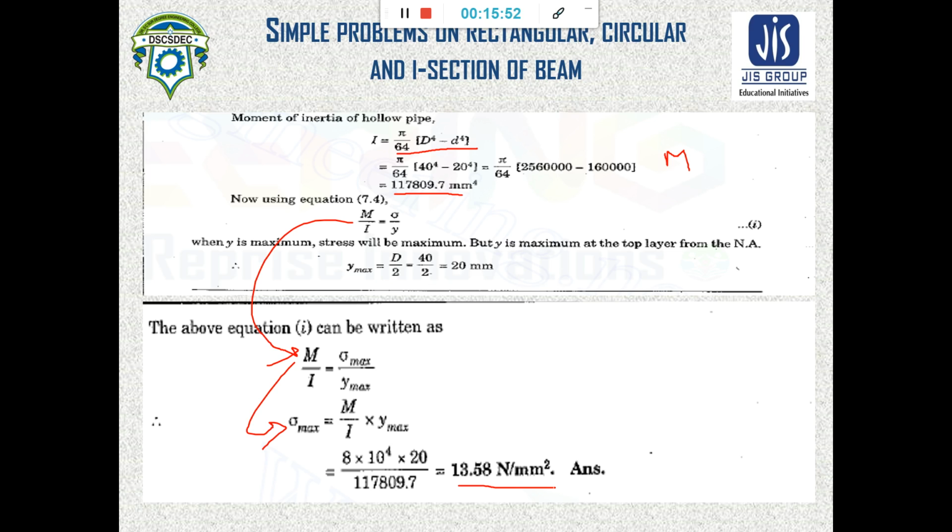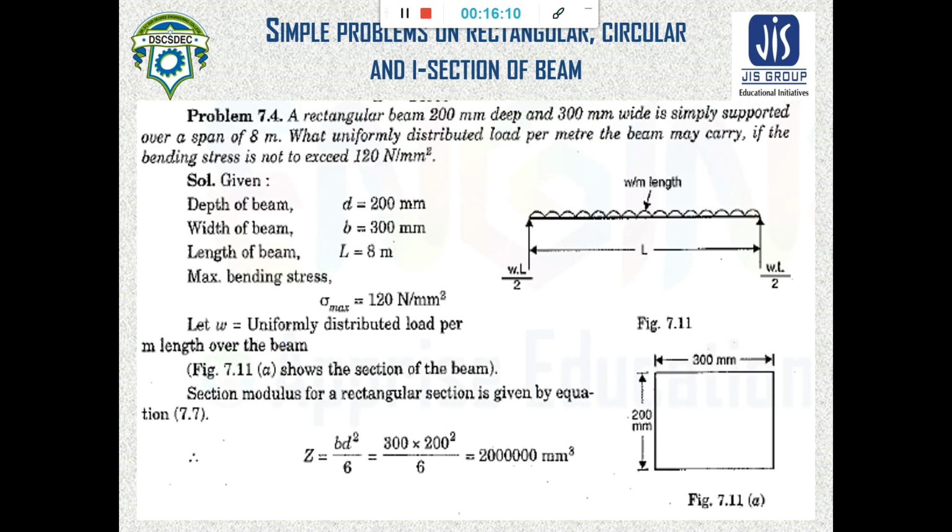So you have to remember those maximum bending moment terms, because that maximum bending moment term will be directly used in this bending equation, that is M by I is equal to sigma by y is equal to E by R. Now see here another example where the load is UDL.